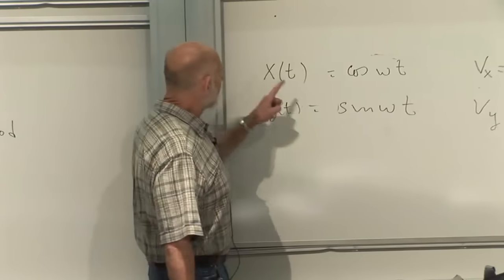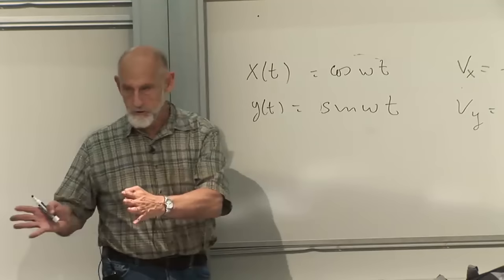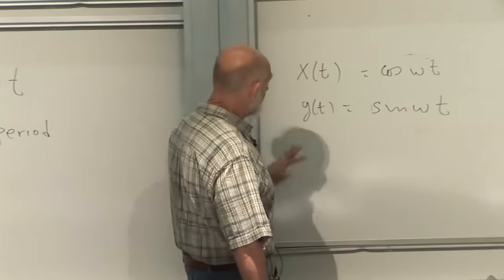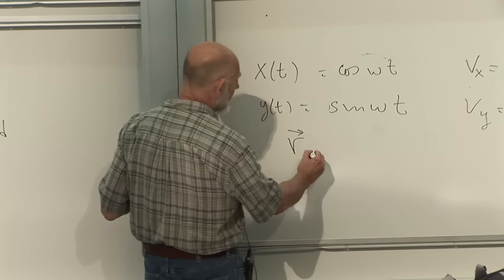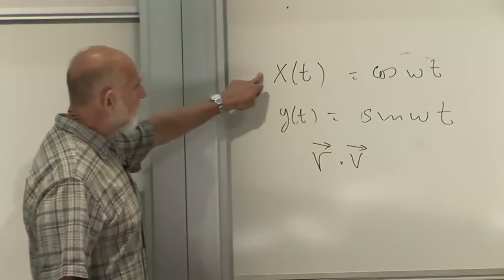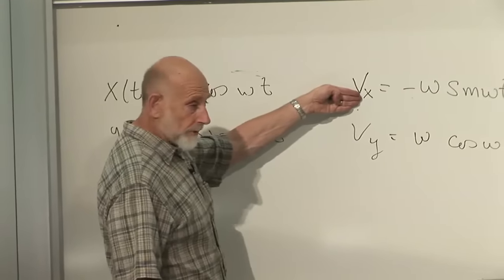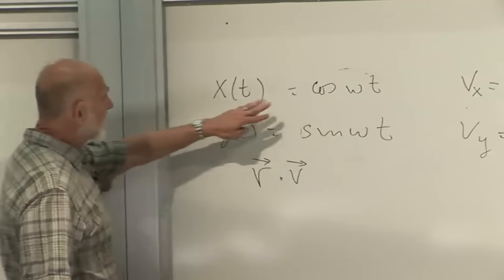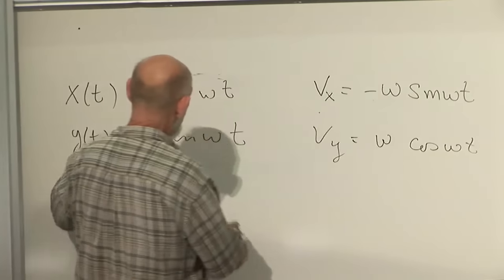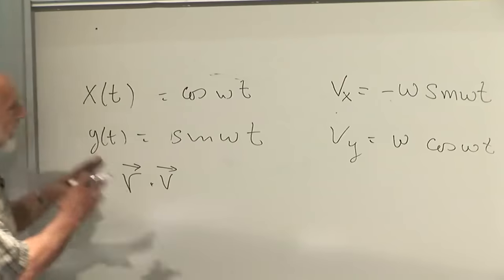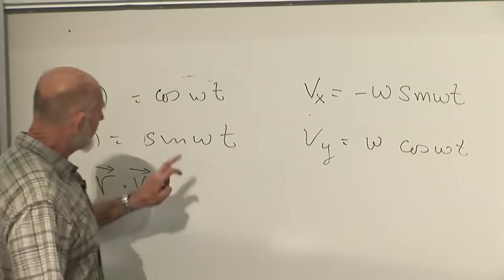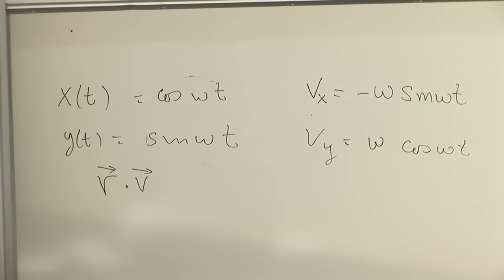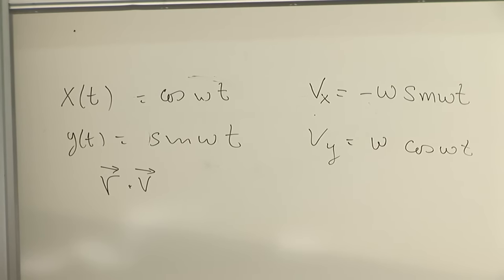We can check it by checking the dot product. x and y are the components of a unit vector. Vx and vy are the components of the velocity vector. What's the dot product between the position vector, let's call it r, and the velocity vector v? Well, it's the product of the x component of position times the x component of the velocity plus the product of the y component of position and the y component of velocity. So it's cosine omega t times minus sine omega t plus sine omega t times cosine omega t. They cancel. This product here has a minus sign in front of it. This product here has no sign. Both of them have cosine times sine in them. So there's a direct calculation of the dot product of position and velocity, and it's zero.